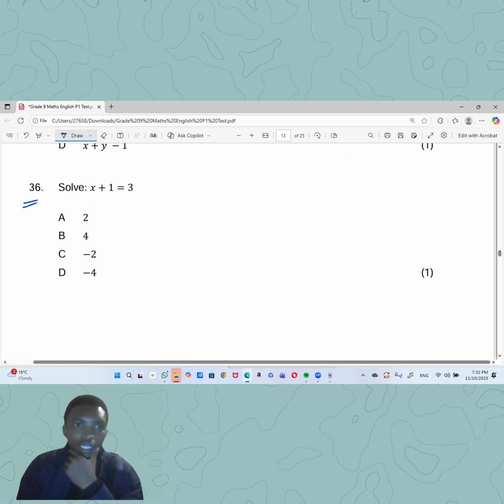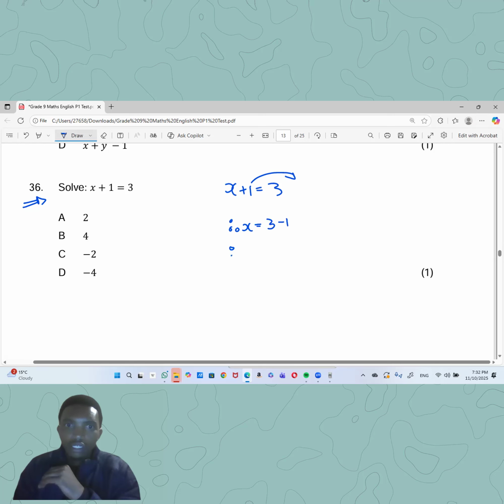For 36 here, the same. Fine. You should solve for x. How do you solve for x when you're given x plus 1 is equal to 3? This one should be the easiest. Anyone who gets this one wrong, accept it. We take this one over to that side. Therefore, x is equal to 3 minus 1. Therefore, our x is equal to how much? 2, right? Which is A.